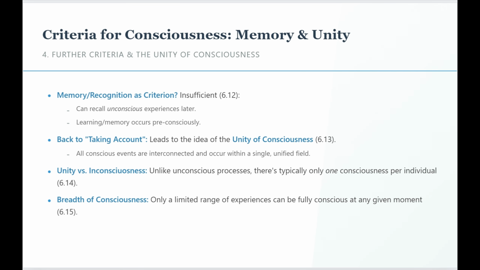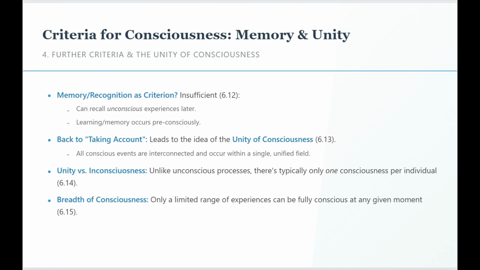What about memory? Can we remember things we weren't conscious of at the time? Turns out yes, and learning happens preconsciously too. So, memory or recognition isn't a good enough criterion to distinguish consciousness from unconsciousness. It doesn't get at the core difference. But thinking back to taking account, this leads to a crucial idea: the unity of consciousness. All the things we're conscious of feel like they belong together, part of one continuous stream. Unlike unconscious processes, which might run independently in different brain areas, we generally have one unified consciousness. Think of it like having one main TV screen versus multiple screens running different shows simultaneously.